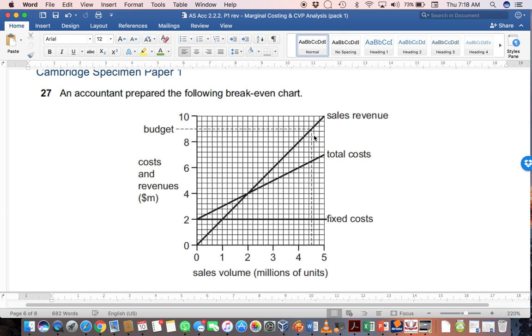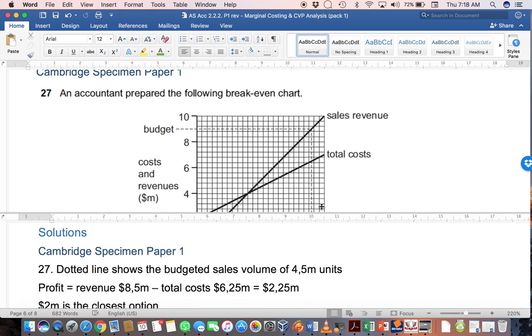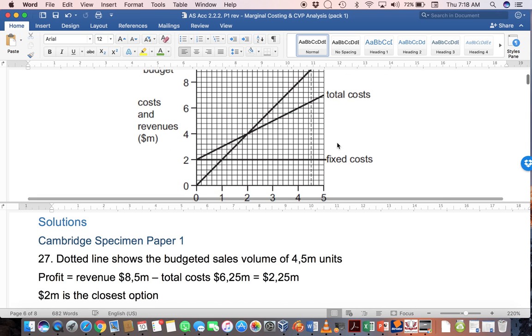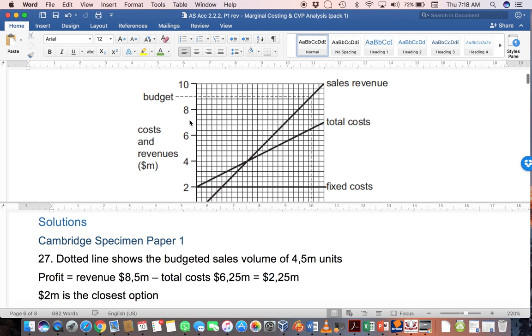So you can either work out for yourself how much each block represents and then just count it down. That would work. Or you can read it off sideways. What is the point of sales revenue? What is the point of total costs at that point? And then figure out the difference. So what I've done over here is I've shown you that the dotted line is what you're busy looking at. I read sales revenue as $8.5 million. You can see it's nicely in between the $8 and the $10 million. And then I read the total costs off over here as $6.25 million.